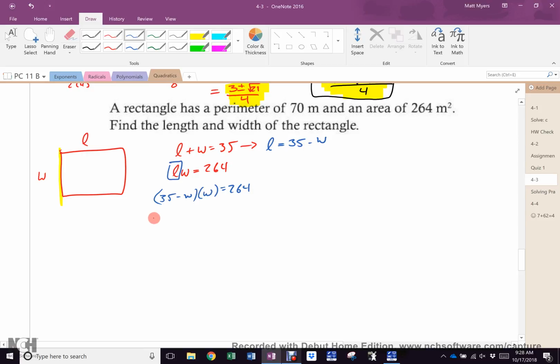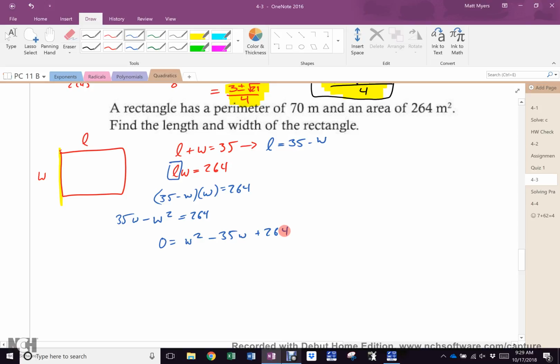Now, of course, this is easy to solve. 35W minus W squared equals 264. And that's easy to solve, correct? 0 equals W squared minus 35W plus 264. Everybody cool? Now what would we do? Can we try to factor it? We could, but that's a pretty big number, yeah? Factoring might not be the best move.